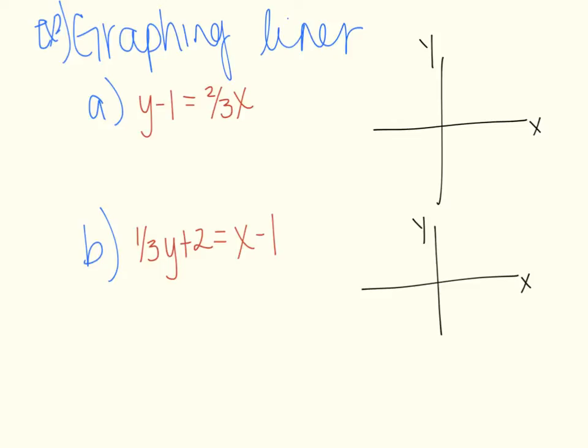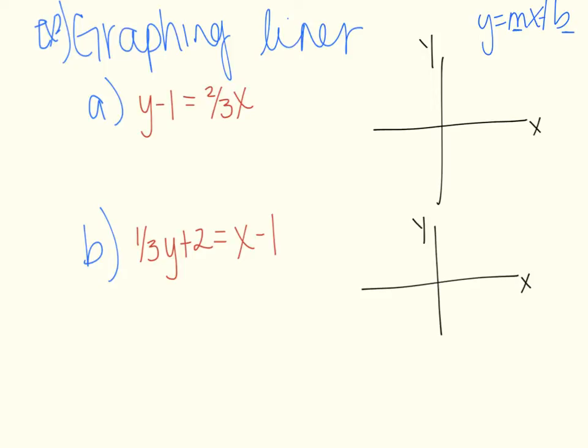We want to make sure that we have it in the y equals mx plus b form. Now, remember that b is the y-intercept, and that means that is where the graph is going to hit on the y-axis. That's what we always plot first. Once we plot that, we can then use m, rise over run, to help us find other points on that line.